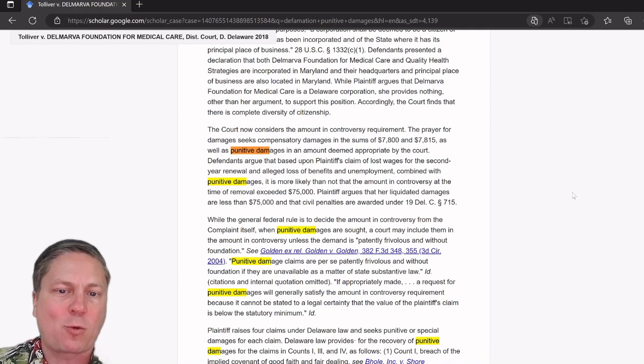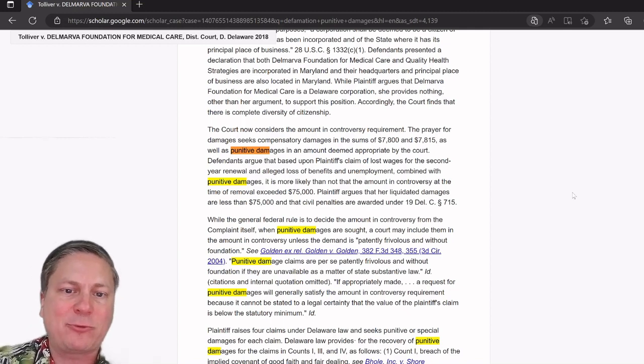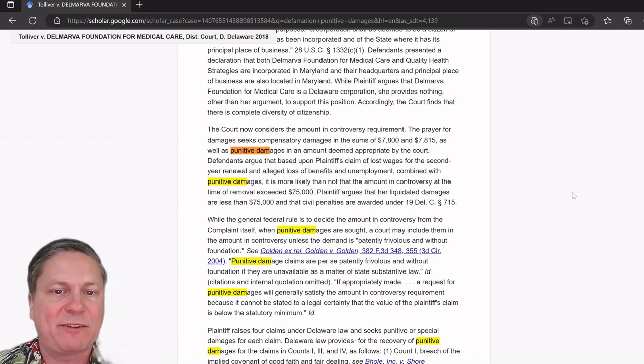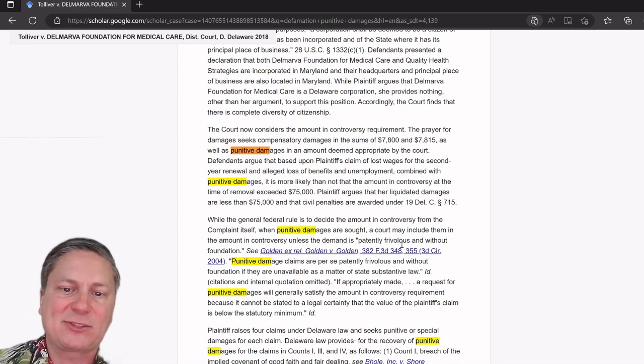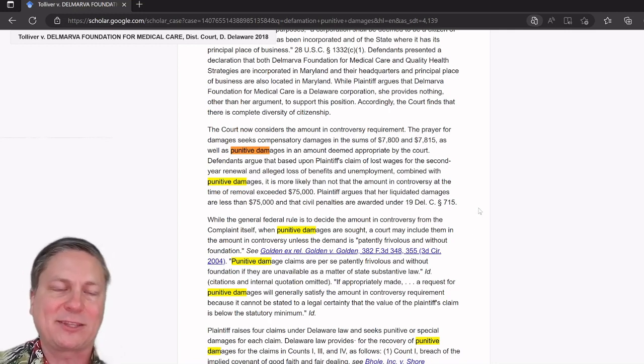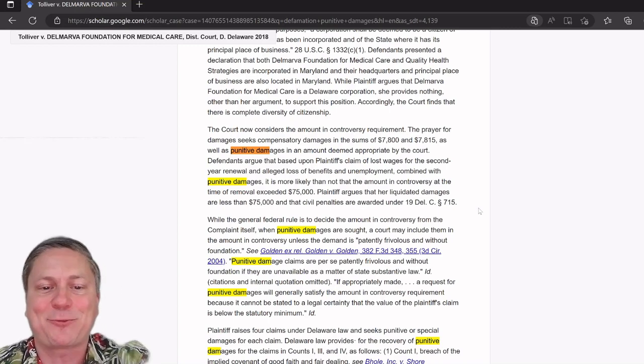There's a way you can get into federal court if the people on different sides are from different states, and the amount that the plaintiff is suing over is more than $75,000. So this case is about, do you count the punitive damages? And it says yes, you do, unless the punitive damages are patently frivolous, like the attorney just made them up and said, oh yeah, sure, punitives.